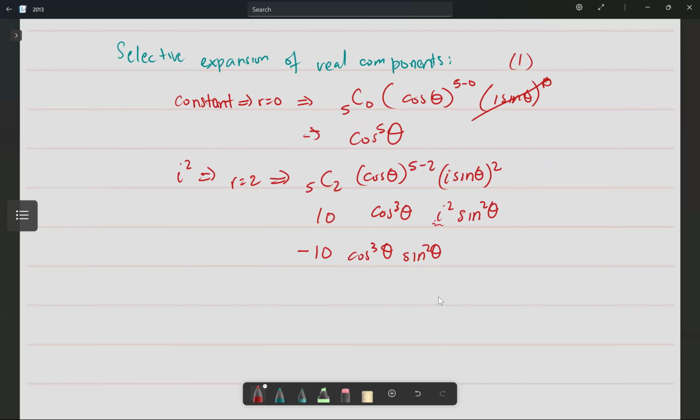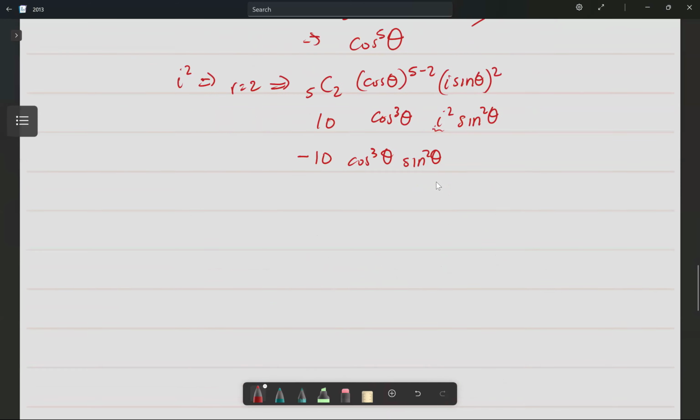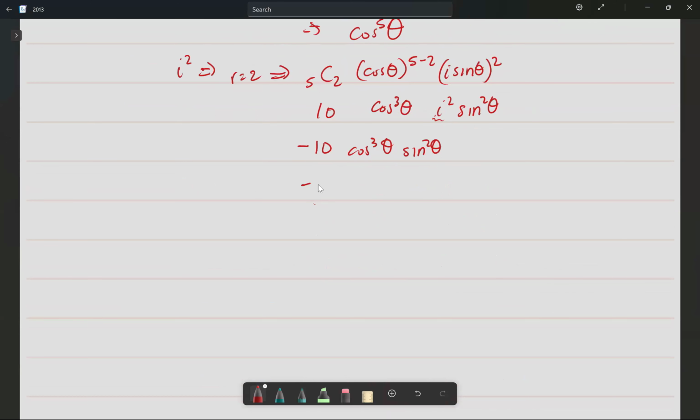We're going to change the sine squared because we realize that we don't want any signs. If we look up to the right-hand side, there's no signs involved. So we only want everybody to be in terms of cosine. So we now write this as negative 10 cosine to the third power times 1 minus cosine squared theta. That's identity. This becomes negative 10 cosine cube theta plus 10 cosine to the 5th power theta.